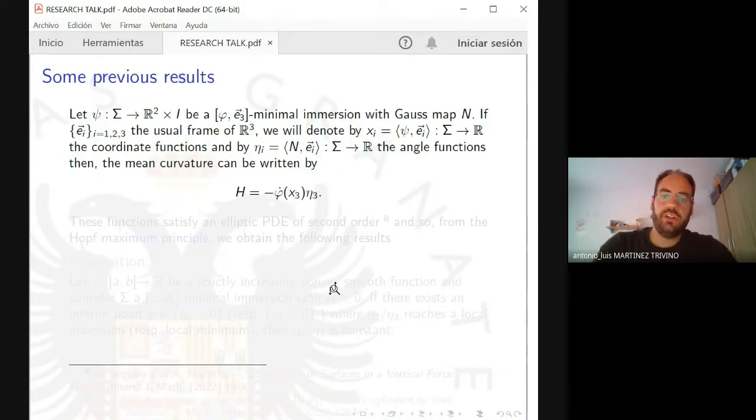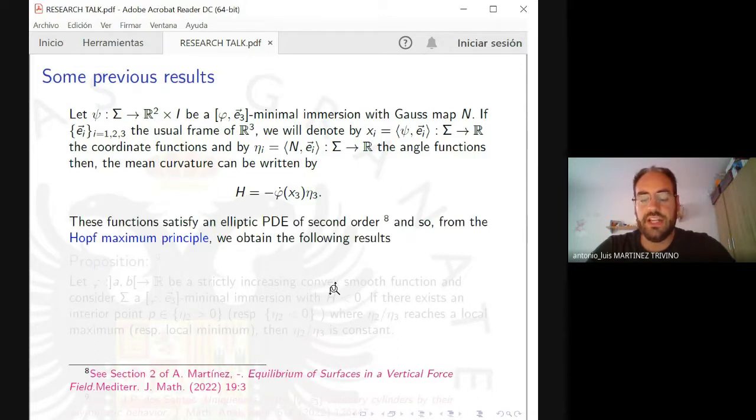Next, I will introduce some fundamental results that I will use along this talk. Denote by Sigma a phi-minimal immersion whose Gauss map is N. Denote by xi, eta_i the coordinates and angle function respectively of sigma. In this case, the mean curvature can be written as follows. So this function satisfies an elliptic partial differential equation of second order, and so from the Hopf maximum principle, we obtain the following results.